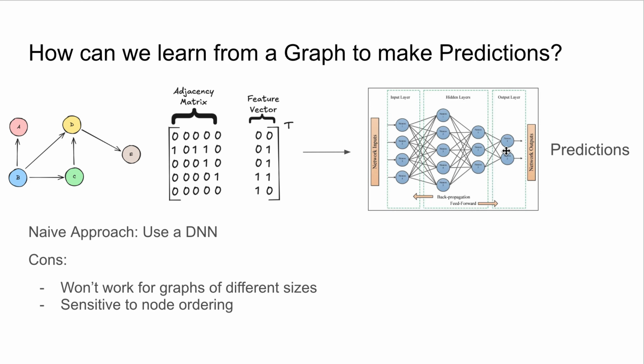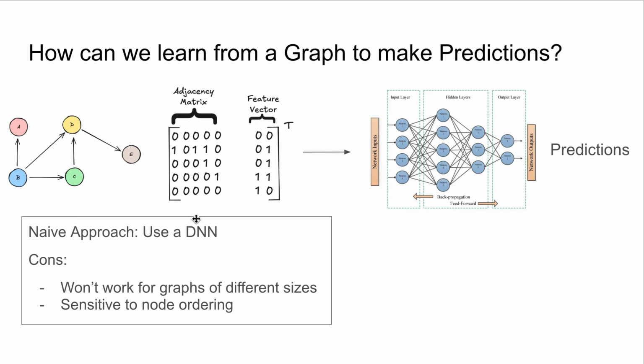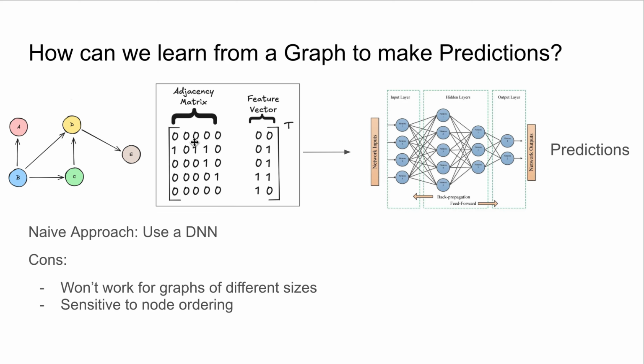Now, this will probably do a fine job, but I want to note two major cons to this approach. First is that this DNN approach won't handle variable size graphs. So say if you add an extra node to this graph, this input matrix grows. As a result, it no longer matches what the DNN was trained on, so you'd have to retrain it, and that is just computationally expensive.